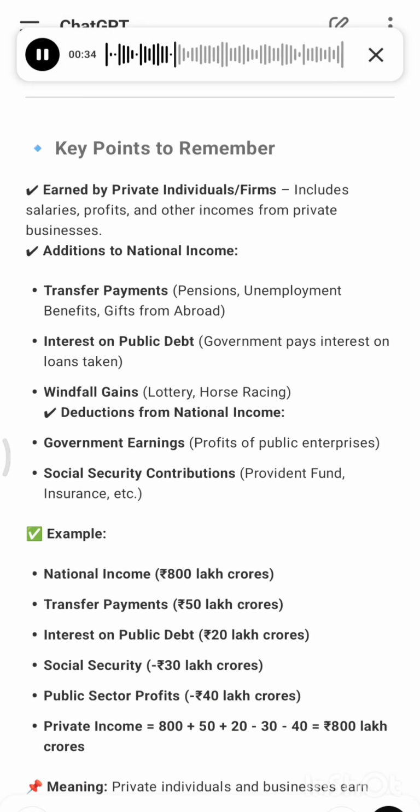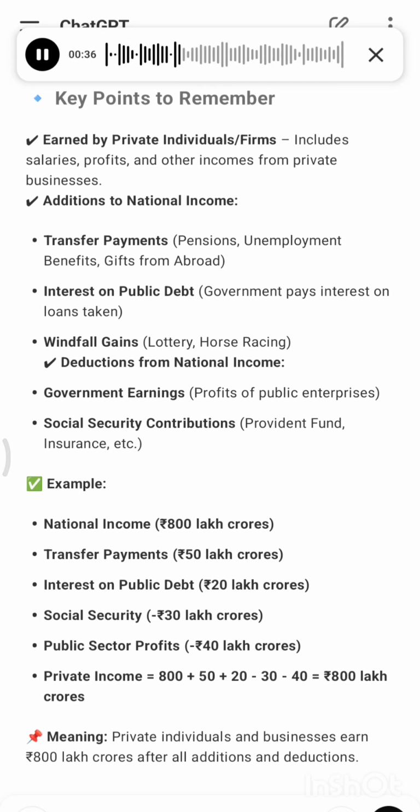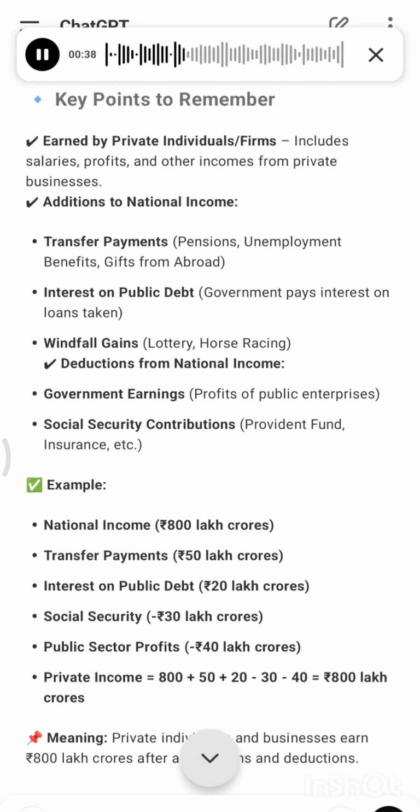Key points to remember. Earned by private individuals and firms, it includes salaries, profits, and other incomes from private businesses. Additions to national income: transfer payments, pensions, unemployment benefits, gifts from abroad; interest on public debt, where the government pays interest on loans taken; windfall gains, lottery, horse racing. Deductions from national income: government earnings, profits of public enterprises; Social Security contributions, Provident Fund, insurance, etc.